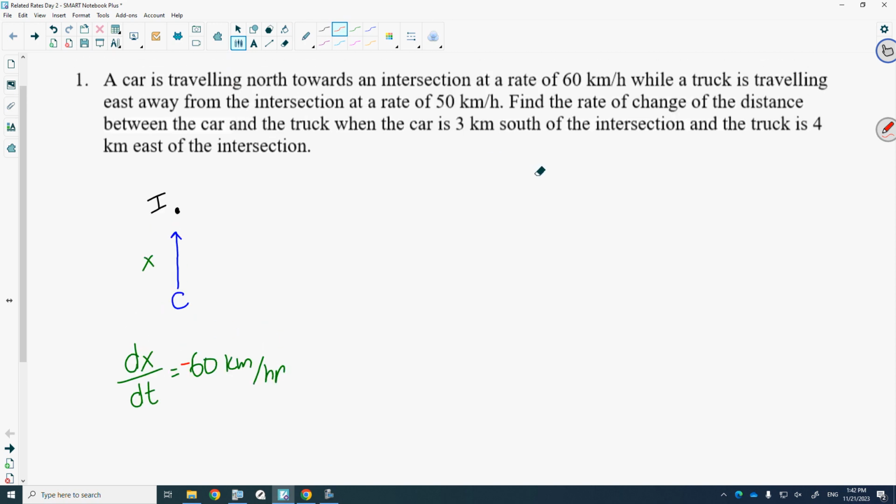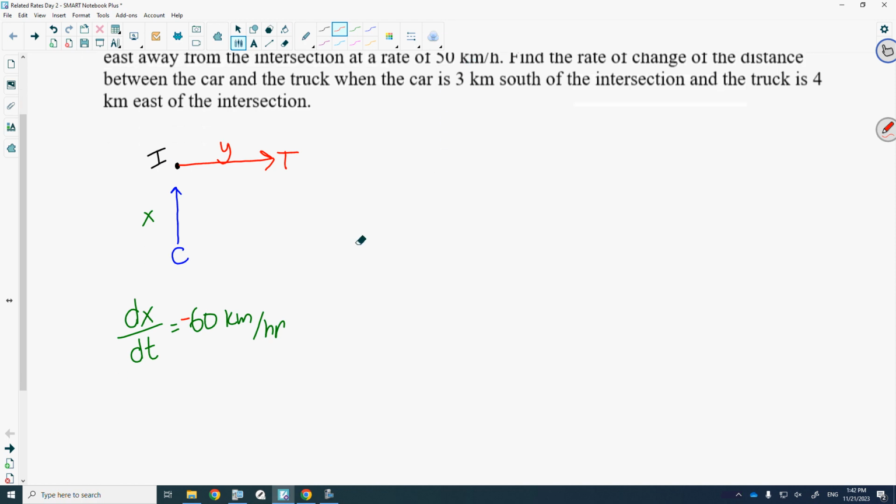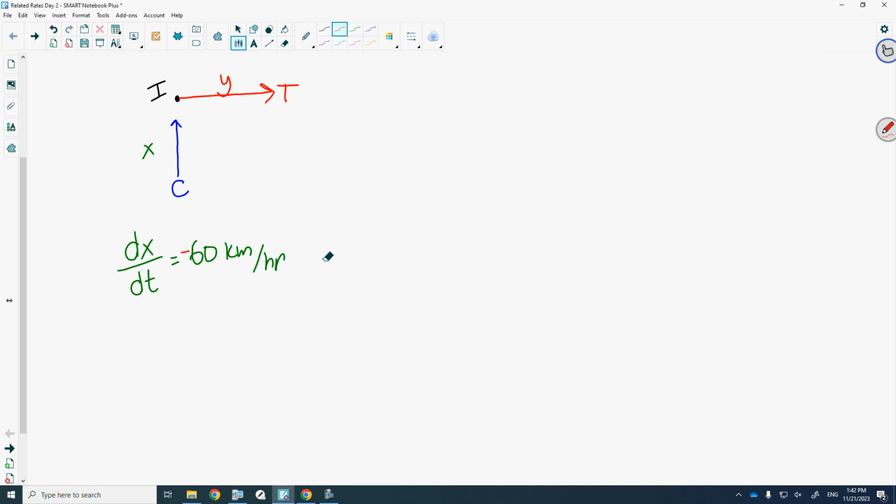Then it says there's a truck traveling east away from the intersection. So from the intersection, we have a truck that's traveling east. So that's the distance that the truck would be traveling. I'm going to denote this length to be y. And it says that the rate at which the truck is traveling is 50 kilometers per hour. So dy/dt is equal to 50 kilometers per hour.